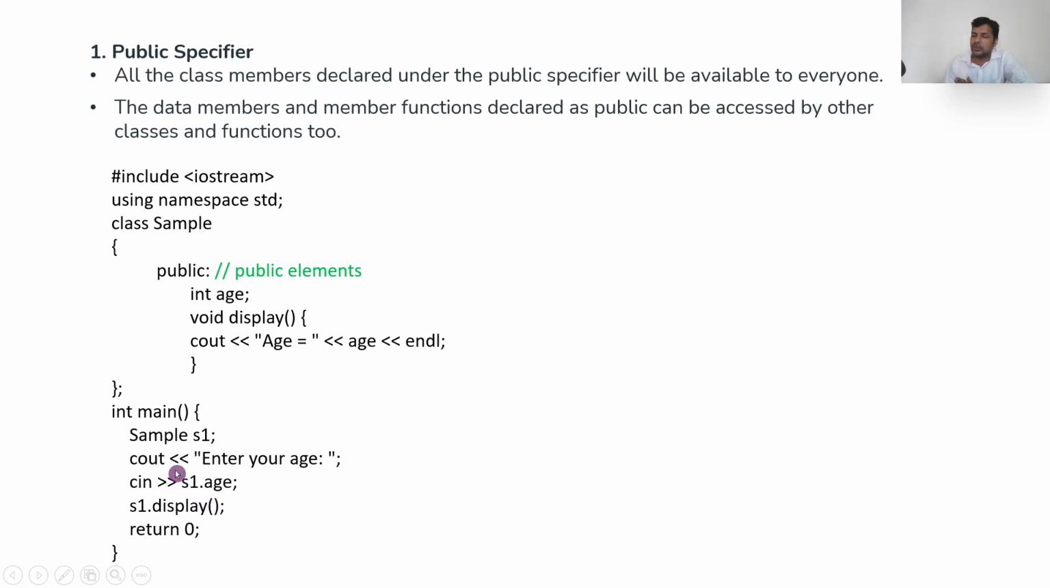Did I declare it anywhere in the main? No. I have declared int age in the class. Whatever I declared in the class can also be used in the main when the access modifier is public. That means the class member int age can be used in the main as s1.age, where s1 is nothing but an object.